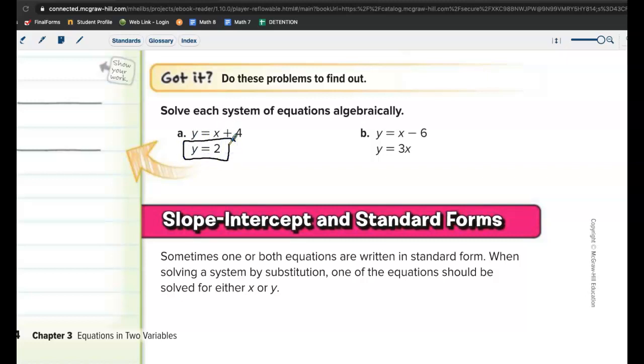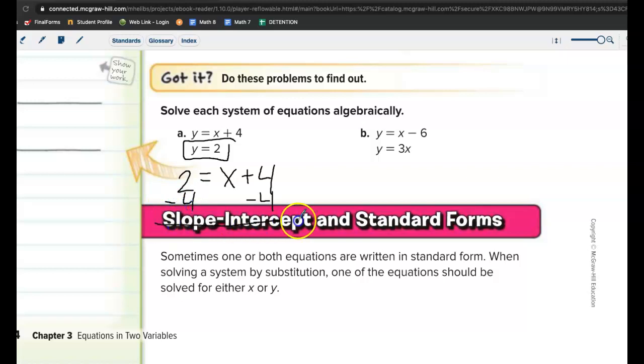So what can I do with that 2? Put it into the equation above. So what do I have? 2 equals x plus 4. So this time, what am I solving for? X. How do I get x by itself? You subtract the 4.